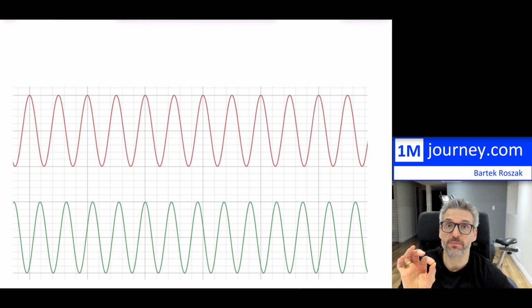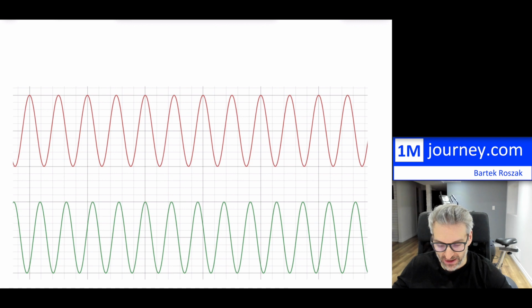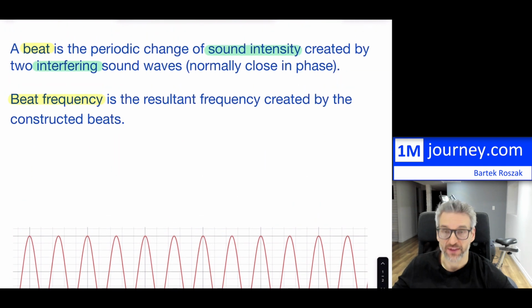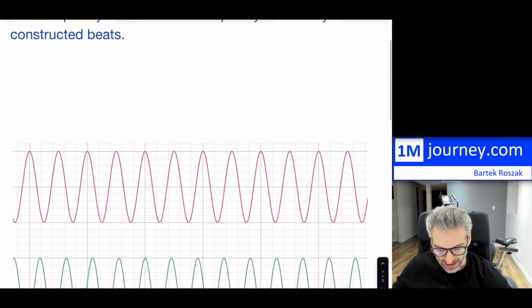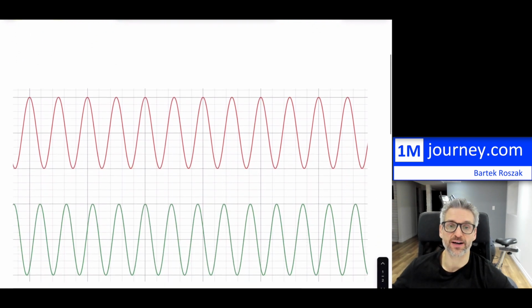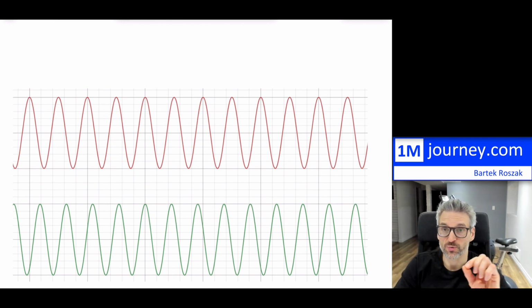What do we mean by a beat when we have two sound waves and a periodic change in sound intensity happens? If you just had these sound waves separated on their own, there wouldn't really be any periodic sound changes that you might recognize. But you will recognize it because of the constructive and destructive interferences that happen.